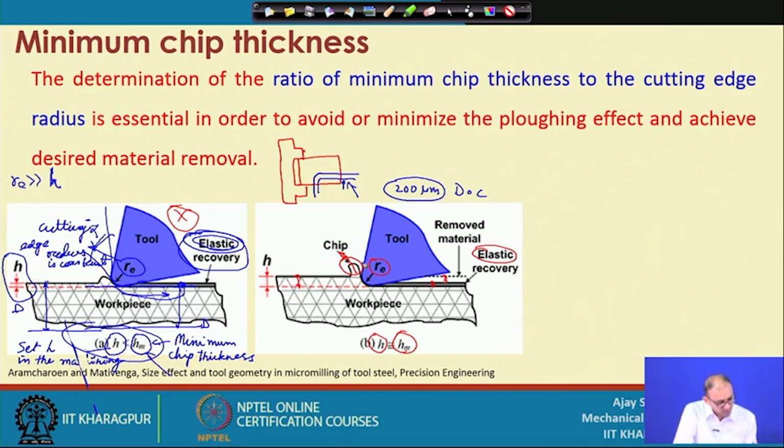Now, out of 200 micron, consider that 150 micron is going as a chip, because that is what is showing here, some part will be going as a chip, and 50 micron is an elastic recovery.